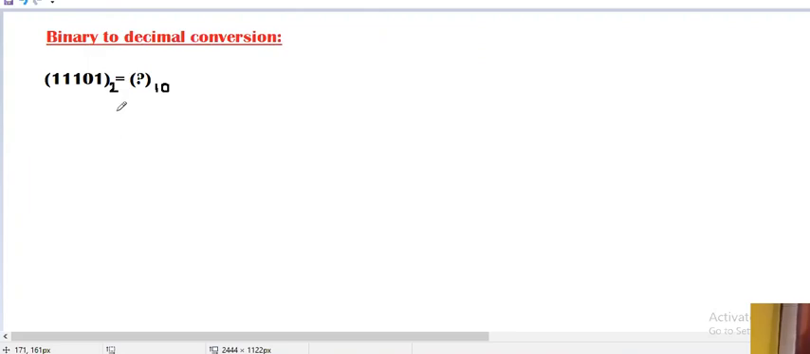We are going to learn binary to decimal conversion. So this is the question. This is a binary number system. You have to convert this into decimal. It means you are moving from radix 2 to 10, from a smaller radix to a greater one. In this case, what you have to do is first write all the binary digits with some distance.